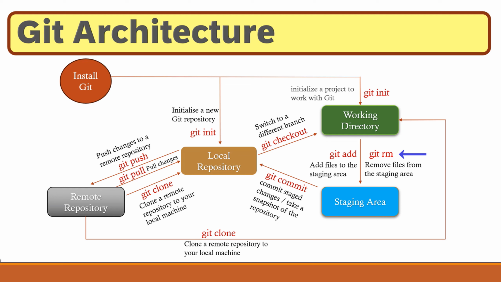By the way, you may recognize rm as one of the Linux commands, as Git was created by the same person who created Linux. Now the staging area is a temporary holding place where you choose the changes to include in the next commit. It gives you a chance to review the changes before you finally commit them to the local repository. By the way, it's best practice to make little and regular changes.